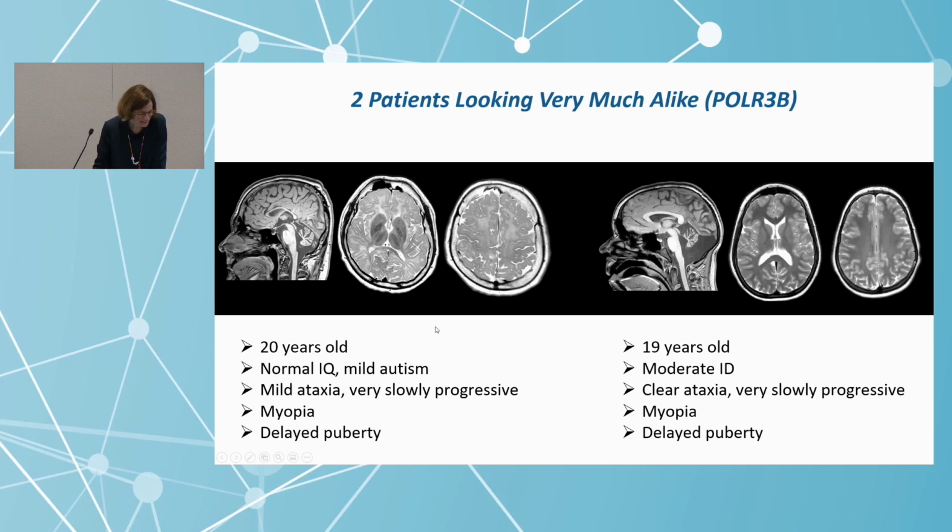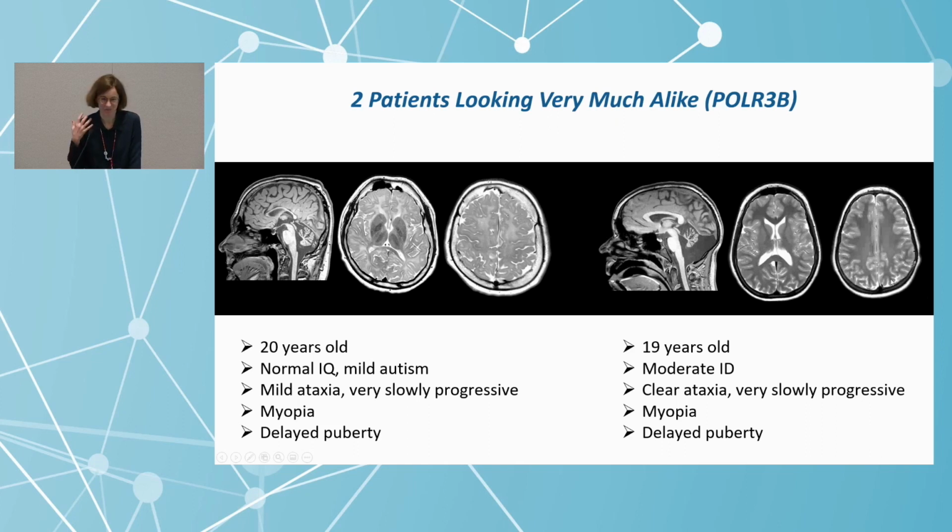Okay, so this is a patient who is 20 years old. He has a normal IQ. He has a mild autism. He has a mild ataxia, which is very slowly progressive. He has myopia and delayed puberty. That girl is 19 years old. She has moderate intellectual disability, a clear ataxia. She's barely able to walk without support. She also has myopia and delayed puberty.